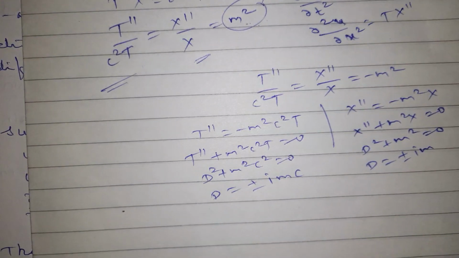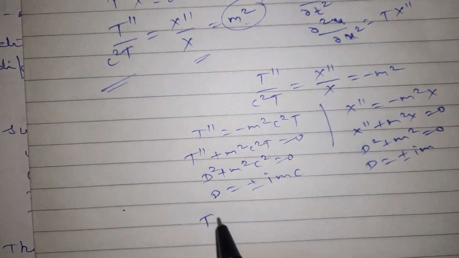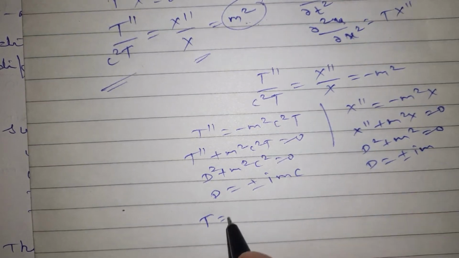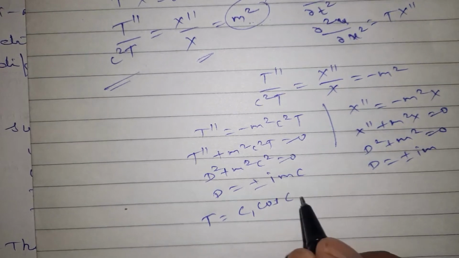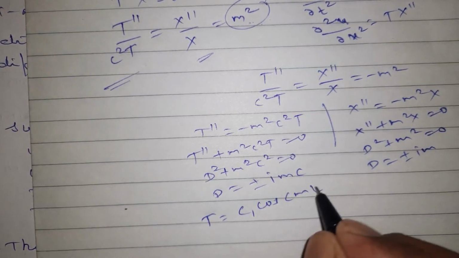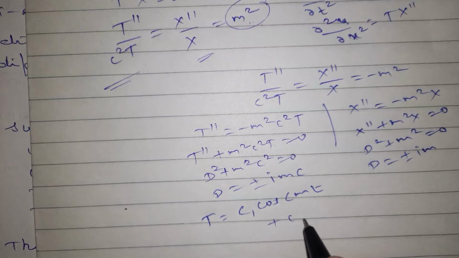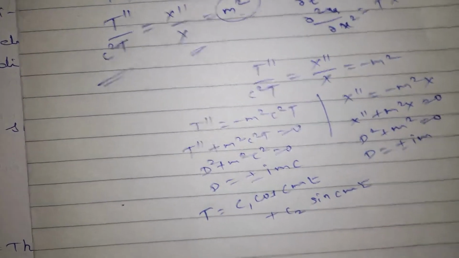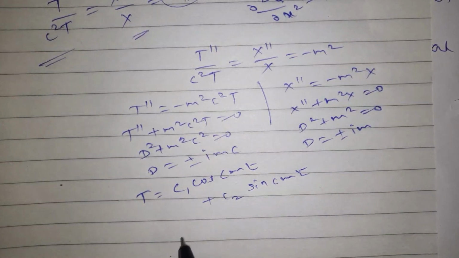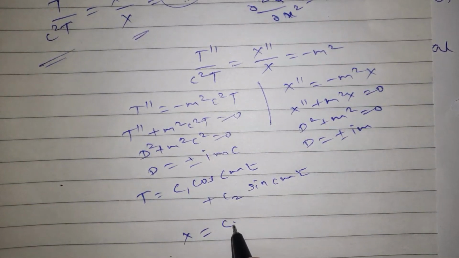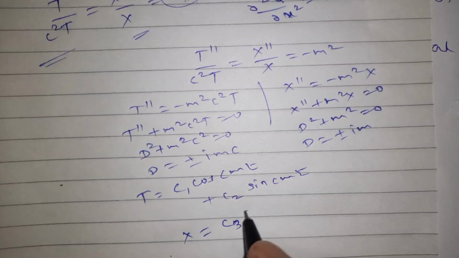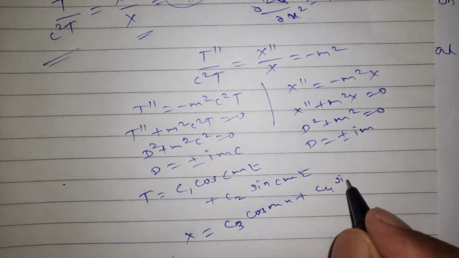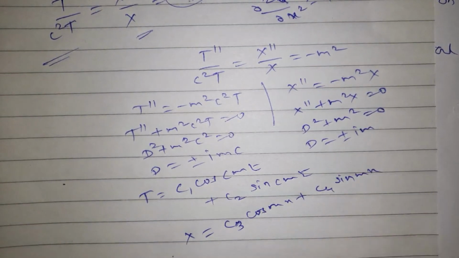Now what is our answer? So here I get T is equal to c1 cos cmt plus c2 sin cmt. Correct? And here I write X is equal to, you may take, c3 cos mx plus c4 sin mx.